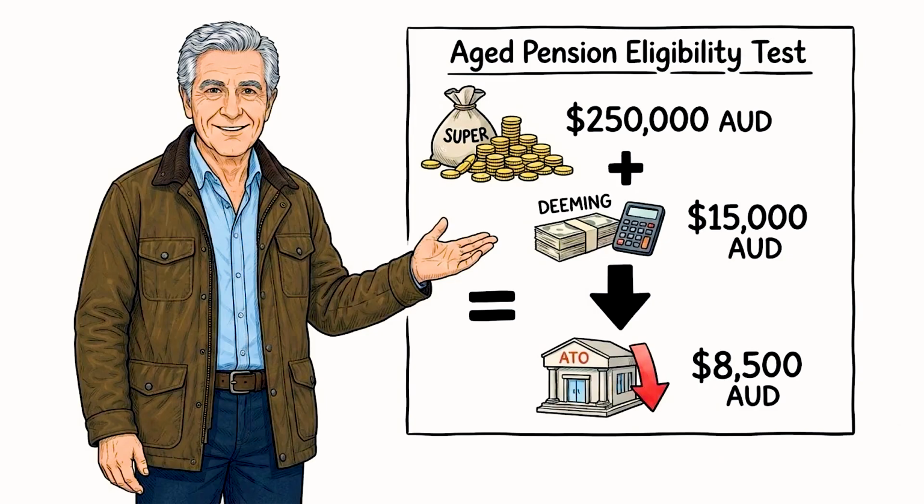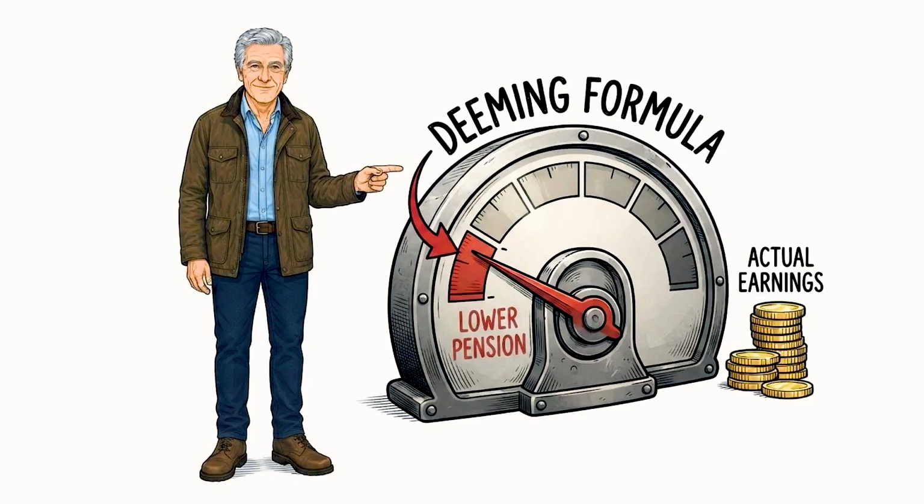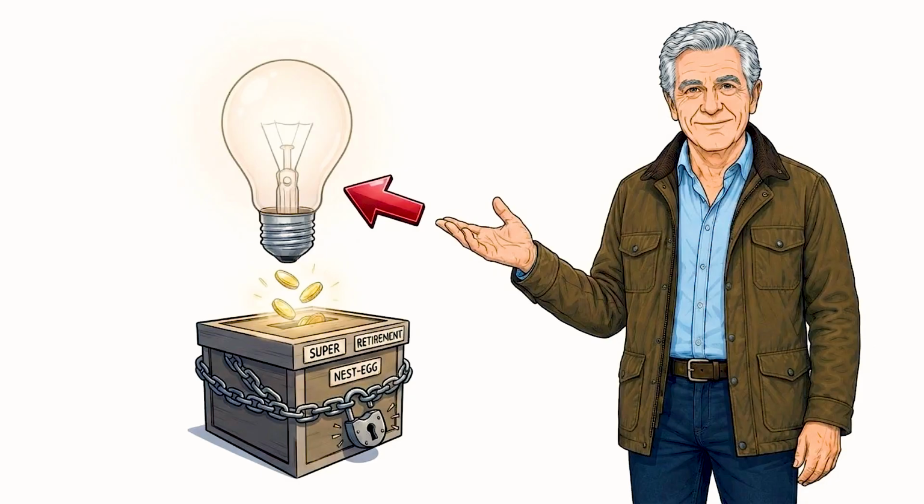Here's what we're going to cover in the rest of this video. I'm going to show you the exact formula, walk through a real number example so you can see how this plays out in practice, flag the one mistake that costs retirees the most money, and then give you a clear, simple plan you can actually act on. And I want to leave you with this before we move into the numbers. The most important thing to understand about deeming is this: the pension can change because of a formula, not because you actually earned that amount. Once you understand that, everything else clicks into place. And once it clicks, you'll be in a much stronger position to do something about it.